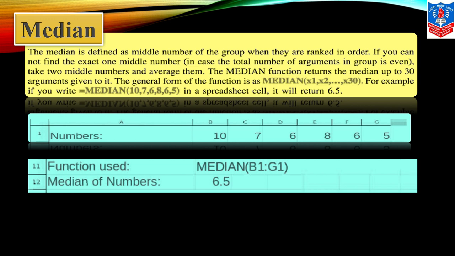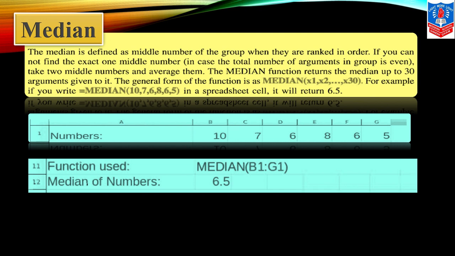Next is median. The median is defined as the middle number of the group when they are ranked in order. If you cannot find one exact middle number, in case the total number of arguments in the group is even, then take the two middle numbers and average them. Understood? अगर एक नंबर नहीं मिल रहा तो हम दो नंबर को लेकर उनकी एवरेज निकाल सकते हैं, right? So take the two middle numbers and average them.